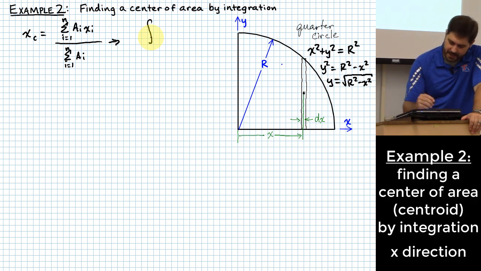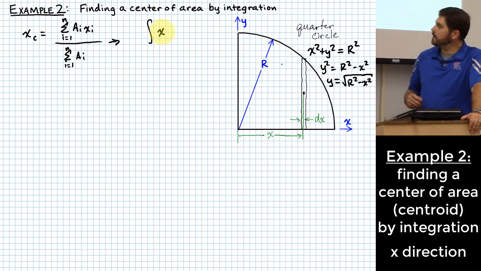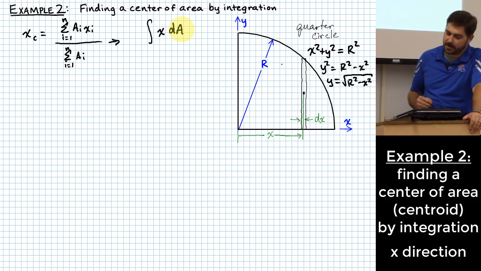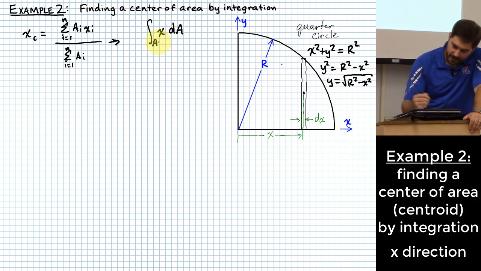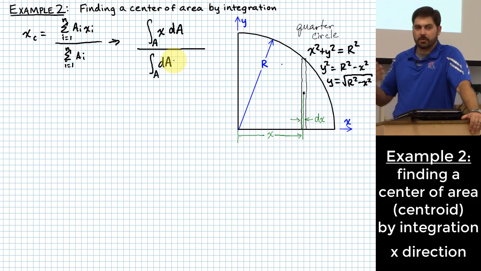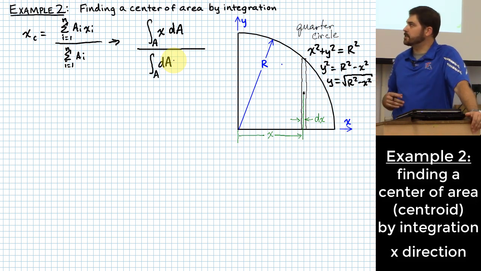I'll say it this way. Our x coordinate is still what we're going to use there, but we need to multiply by a little differential amount of area, an infinitesimally small amount of area, and integrate it over the total amount of area. And what do we do in the denominator? This is more the integral form, the continuously variable form of the same equation that I just did a second ago.